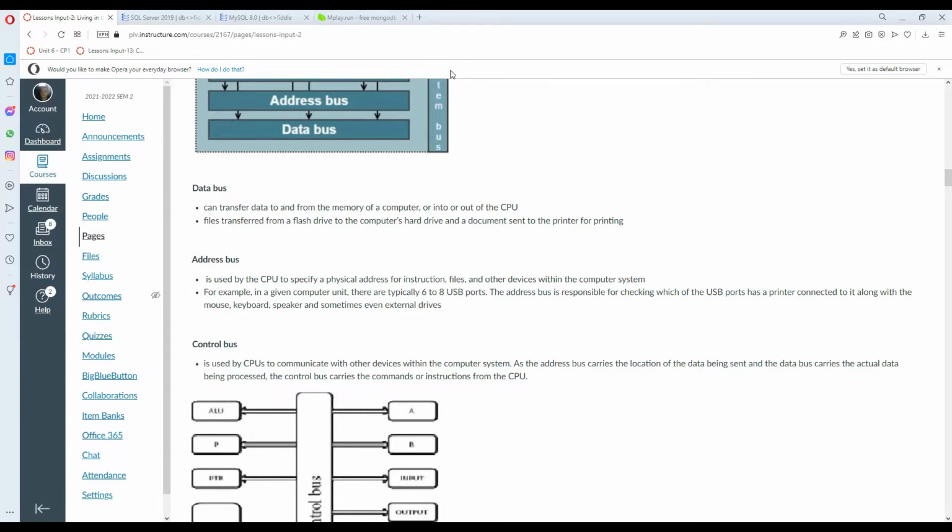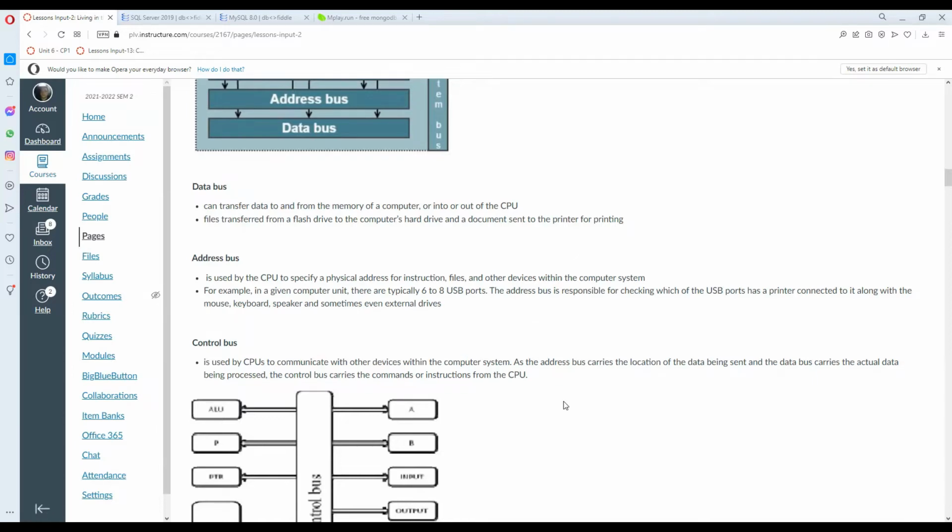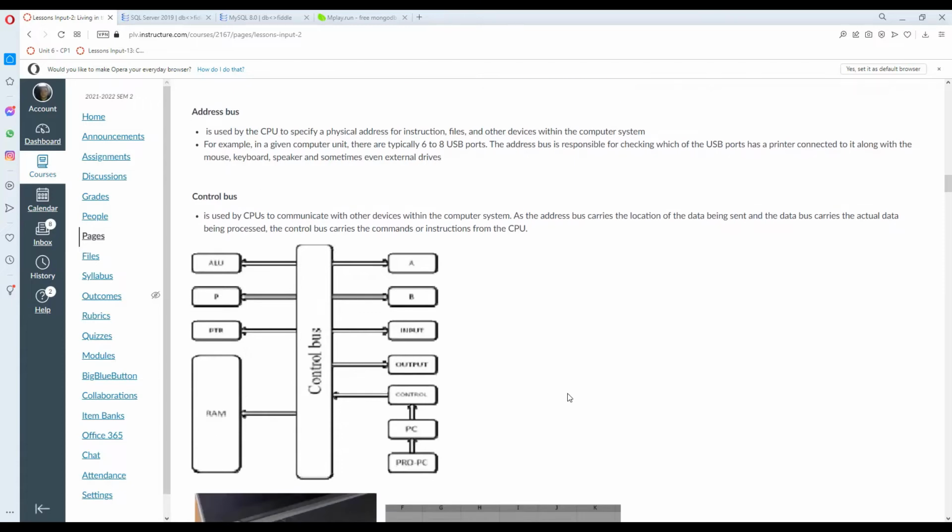For instruction, files and other devices within the computer system. For example, in a given computer unit, there are typically 6 to 8 USB ports. The address bus is responsible for checking which of the ports has a printer connected to it, along with the mouse, keyboard, speaker, and sometimes even external drives.